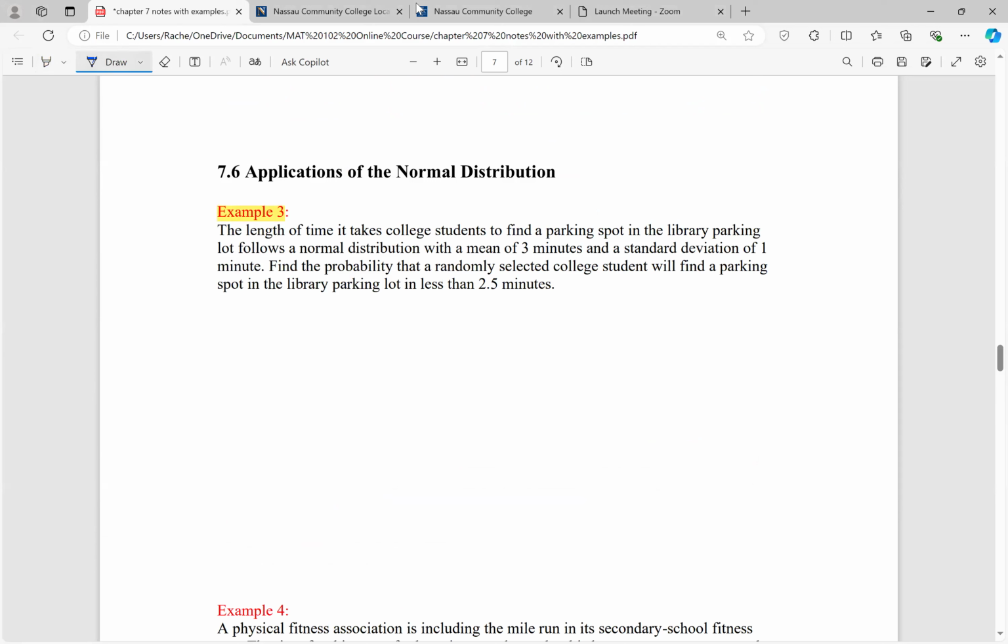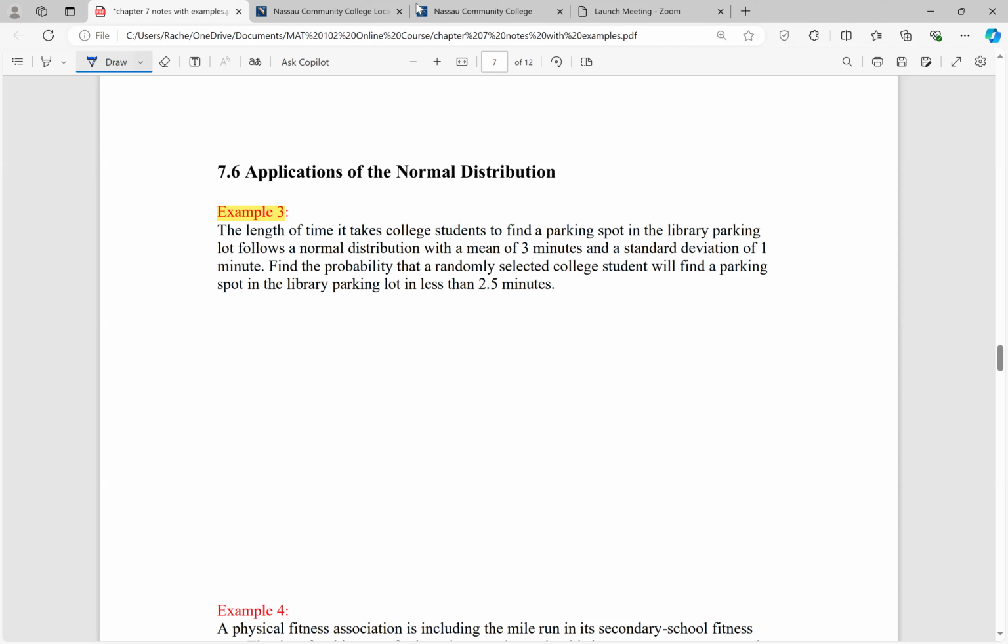So example 3 says, the length of time it takes college students to find a parking spot in the library parking lot follows a normal distribution with a mean of 3 minutes and a standard deviation of 1 minute. Find the probability that a randomly selected college student will find a parking spot in the library parking lot in less than 2.5 minutes.